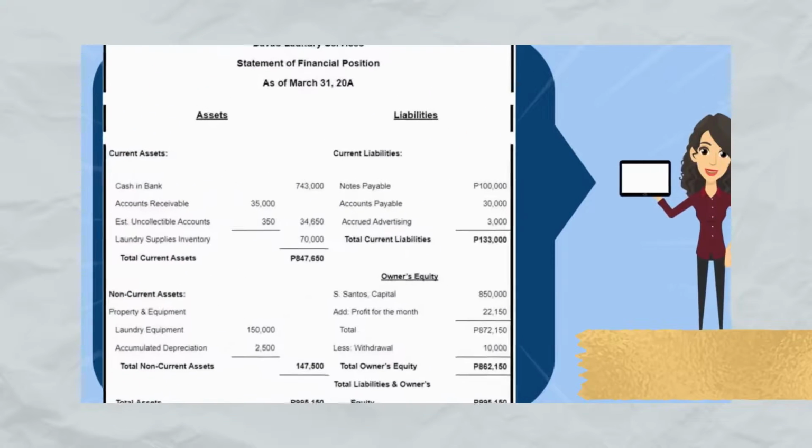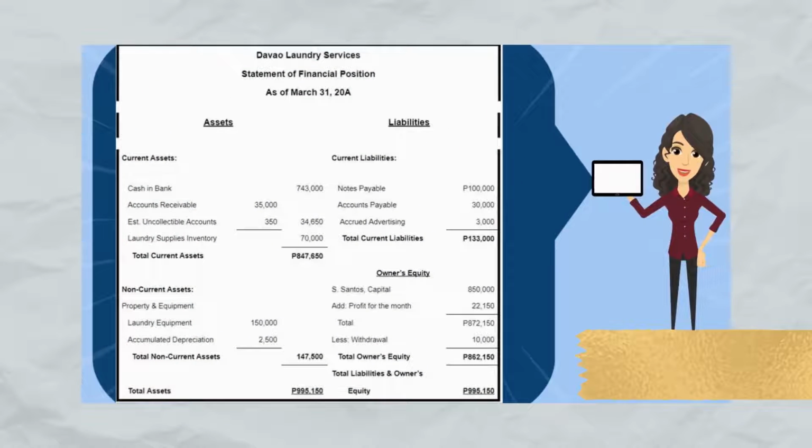So here is an example of the statement of financial position, wherein in the heading we have the company name, the Davao Laundry Services. Under it we have the statement of financial position, as well as the period as of March 31, 2028. Under it we have the three elements of the statement of financial position: the assets, liabilities, and owner's equity. Also, the total assets should be equal to the total liabilities and owner's equity.